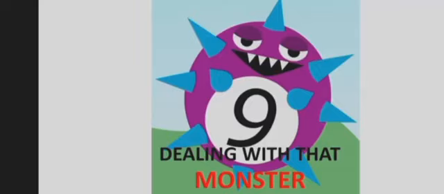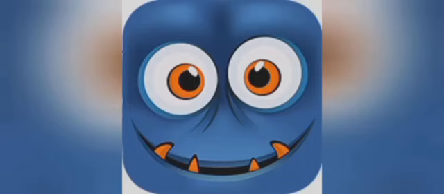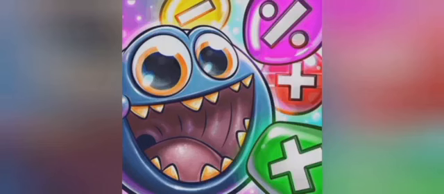Let's deal with the monster. I know it's not this one, but the monster attacking the head called maths. Don't worry, we'll help your children deal with it and make them happy.